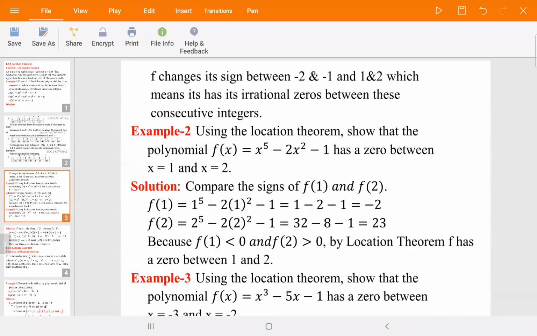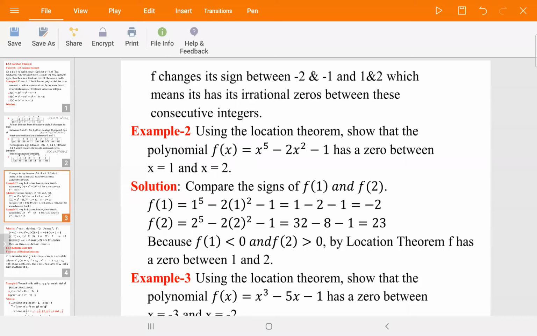If you remember, the location theorem states that if f of a is positive and f of b is negative, or f of a is negative and f of b is positive, at least one zero of the polynomial exists. Therefore, because f of 1 is less than 0, or negative, and f of 2 is greater than 0, by the location theorem, f has a zero between 1 and 2.